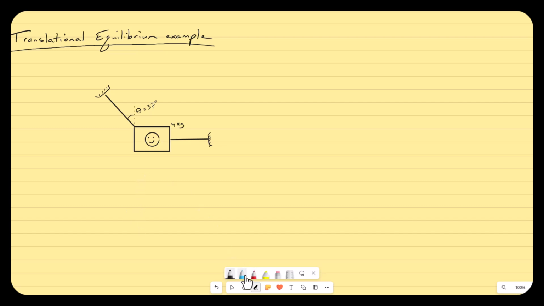I want to know what the tensions in my ropes are. Here we go. I'm going to draw my free body diagram, and in this case it's going to look very much like my original picture, but that's okay. I have an M1G, just an MG I suppose, pointing straight down. I've got a tension 1 that points over in this direction, and a tension 2 that points to the right.